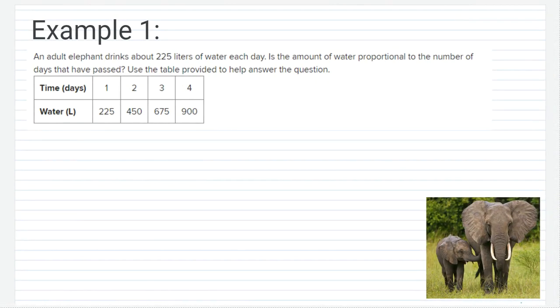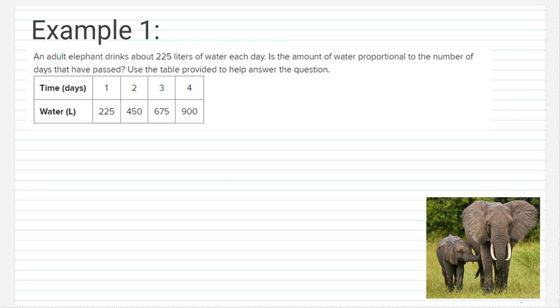All right, so we're going to take a look at this first example. In this one, we are going to figure out if the amount of water is proportional. Very similar to when we did the video on understanding proportional relationships, it's just that now our ratios are given to us in a table. As I warn my students, make sure you're checking every single value in that table, because sometimes they do throw one in there that does not follow the same pattern. So we have an adult elephant that drinks about 225 liters of water each day. Again, is that amount of water proportional to the number of days that have passed? So we're going to do that division in that order.